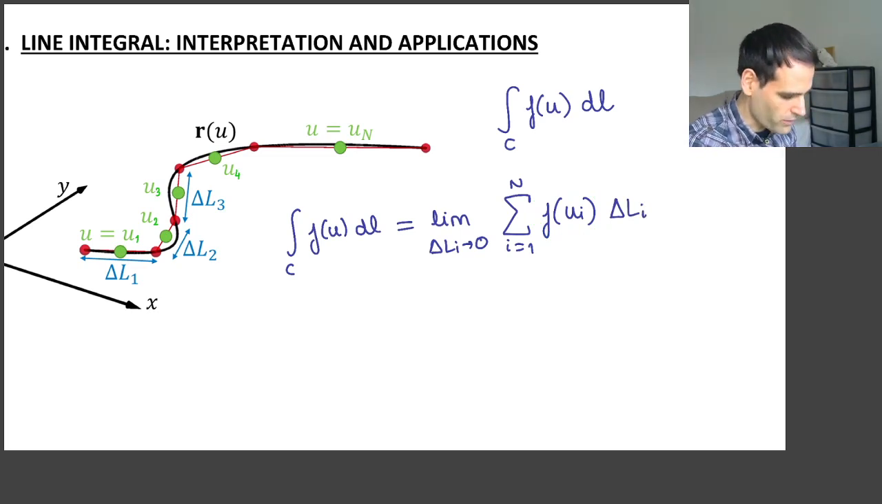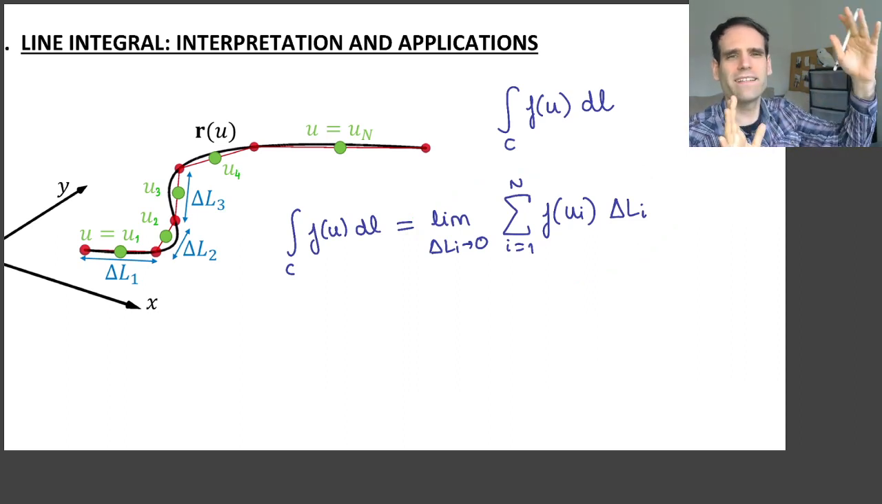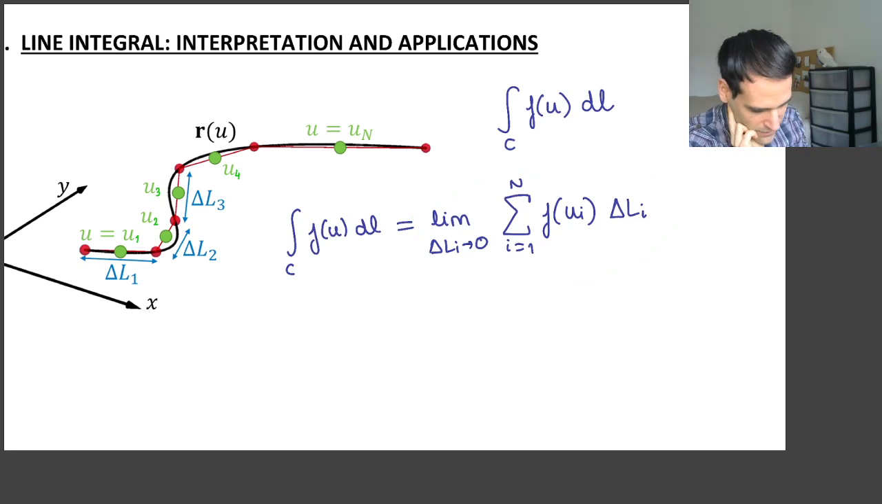Okay? And when we do the limit of the segments going to 0, we find a value which actually doesn't depend on how we divided the segment, because we're always dividing it into infinitely many segments. So it doesn't depend if we choose the middle point or we choose some point to the right or to the left. In the end, when we do the limit, when delta L goes to 0, we always find the exact value of the integration. Okay?